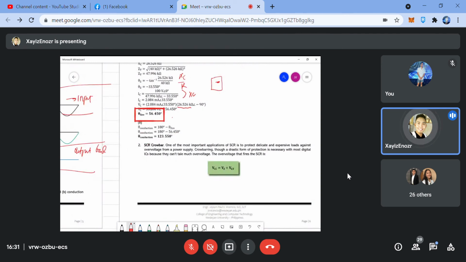Okay, so yung firing delay. Ano naman yung conduction angle daw? So yung conduction angle is pag pinag-add mo kasi yung firing delay tsaka yung conduction angle is 180 degrees. So therefore, para mahanap mo yung conduction angle, ima-minus mo lang yung nakuha mong firing delay dun sa 180 degrees. That will be 123.550 degrees.